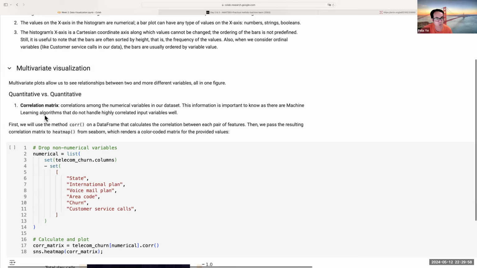The first thing is quantitative versus quantitative. That means I want to check the correlation matrix among all these numerical variables. This is very important, and the correlation matrix is very important. I want to emphasize that correlation doesn't mean anything directly; it just tells you that these two features are highly correlated.